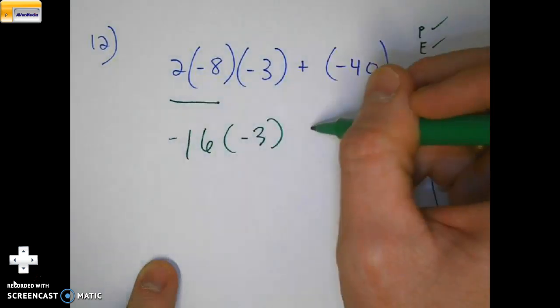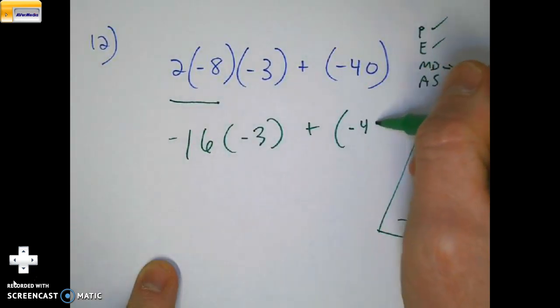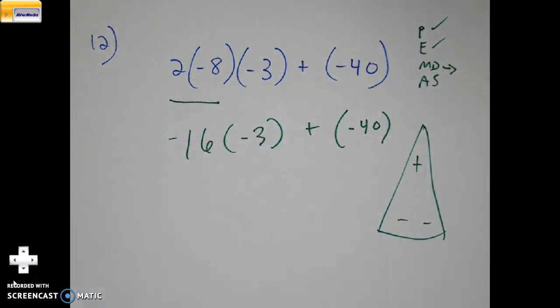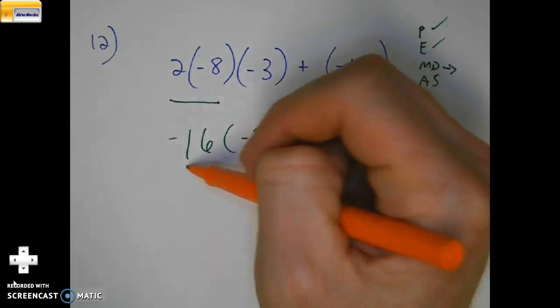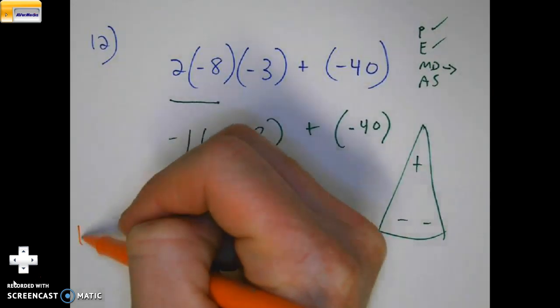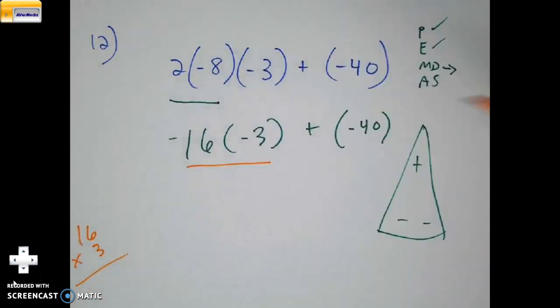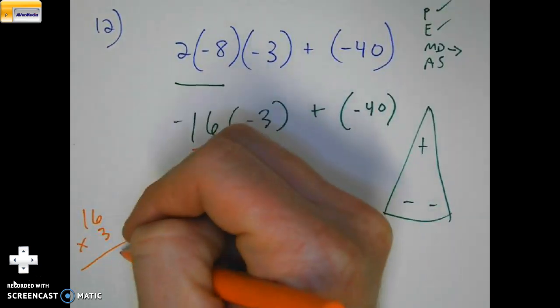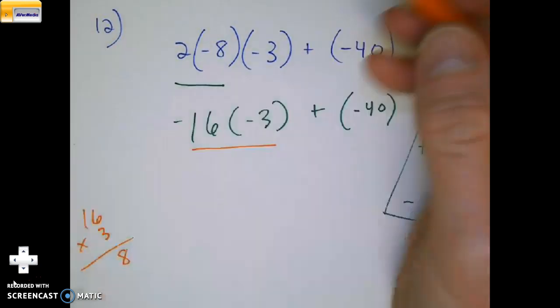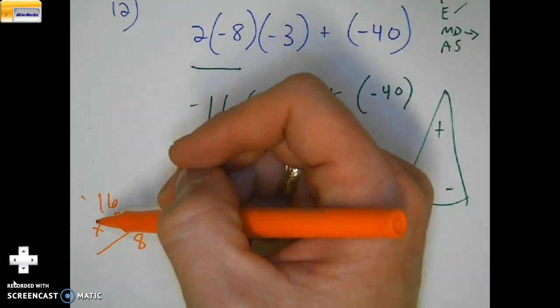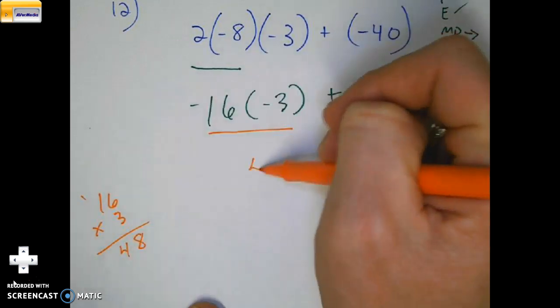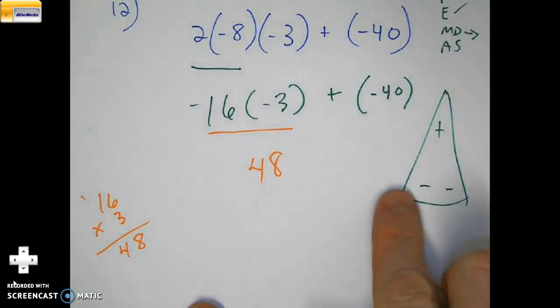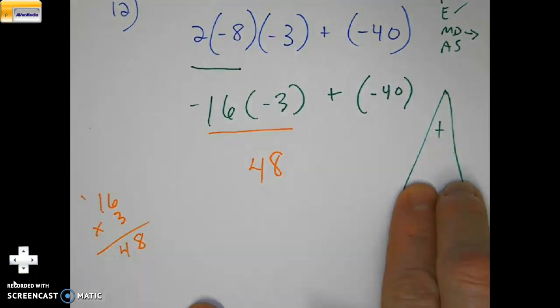I'm going to bring this 3 down. So we brought everything down. Now we're good to go. We're going to take the next step. The next step is we're still on multiply and divide from left to right, so we're going to do these guys. Now a lot of you guys don't have your 16s memorized. It's okay to jot down your work on some scratch paper or off to the side. So I'm going to do 16 times 3. 3 times 6 is 18. 3 times 1 is 3, plus that extra guy is 4. So my answer is 48. But it's a negative times a negative, so my answer is going to be positive.